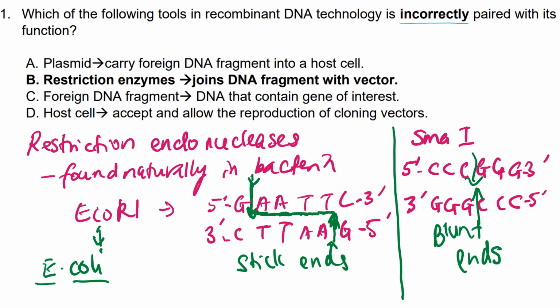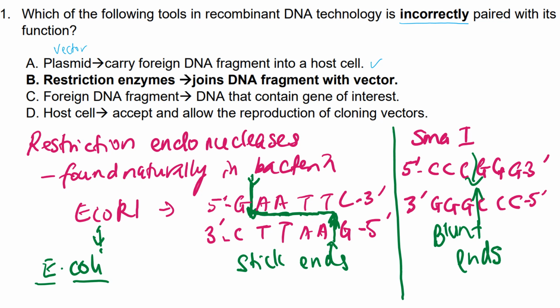It carries foreign DNA fragment into a host cell. So plasmid is the most commonly used vector, okay, where foreign DNA will be inserted into the plasmid, which functions as a vector, and then it becomes recombinant DNA, and is inserted into a host cell, usually a bacterial cell. So that is plasmid. It functions as a vector to carry foreign DNA that contains the gene of interest. So statement A is correct.